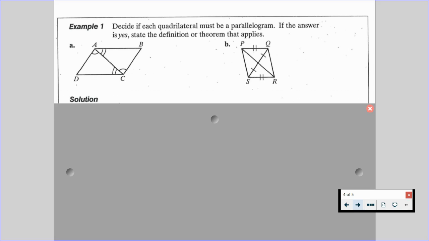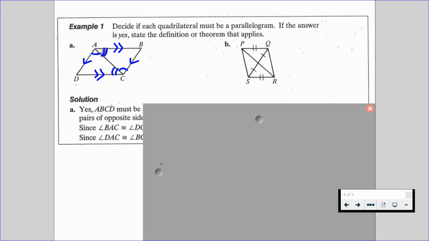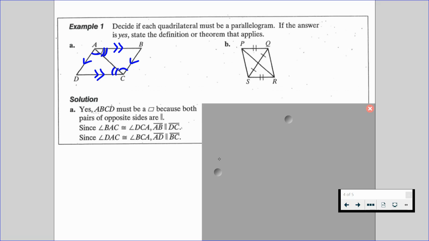But something that I notice here is that we have what looks to be alternate interior angles. AC can be a transversal, which means that AD would be parallel to BC. And we have these 2 arcs here, which means that we have alternate interior angles again, which means that these 2 segments, AB and DC, are parallel. So we can say our solution is yes, it must be a parallelogram because both pairs of opposite sides are parallel. Again, since we have those alternate interior angles. Awesome.